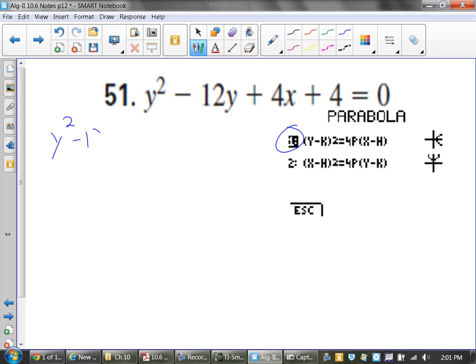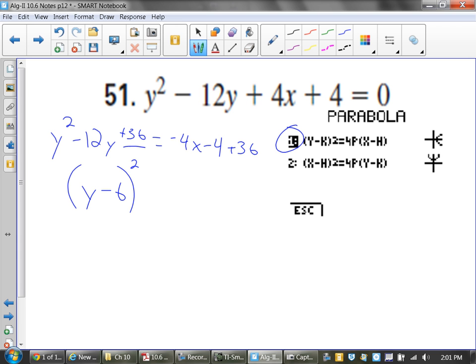Y squared minus 12y blank. I'm leaving that blank there because I'm going to have to complete the square. Equals negative 4x minus 4. Completing the square. Half of negative 12 is negative 6. That negative 6 goes in the parentheses because that will be the junk squared part. And what's negative 6 squared? I'm going to add 36 to both sides.